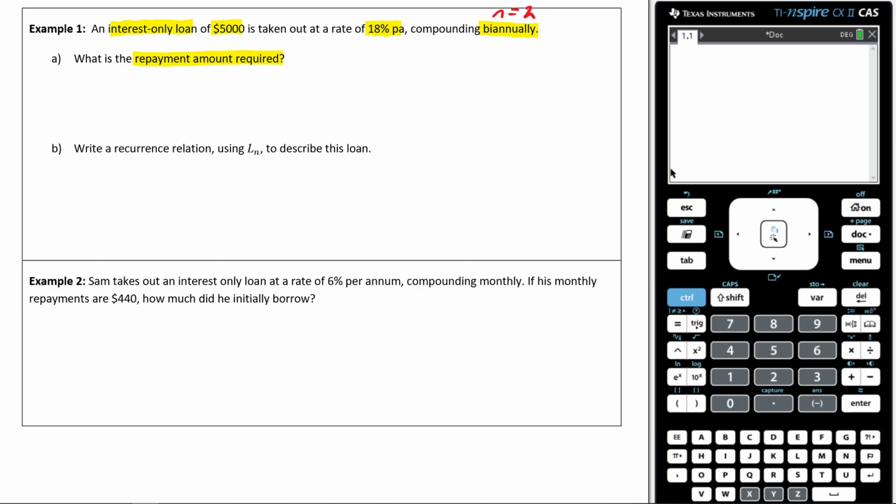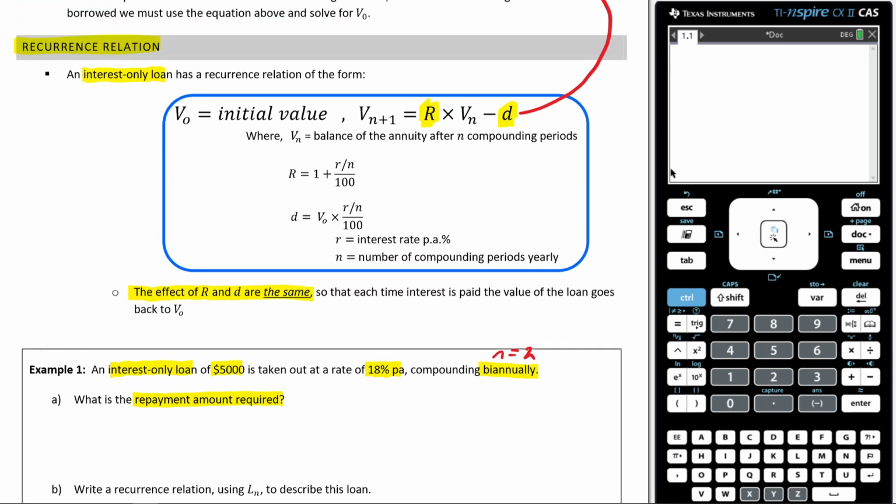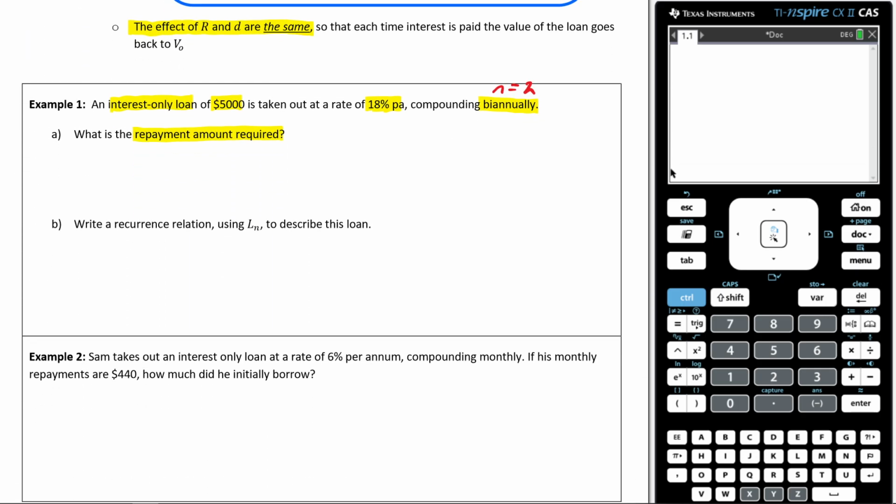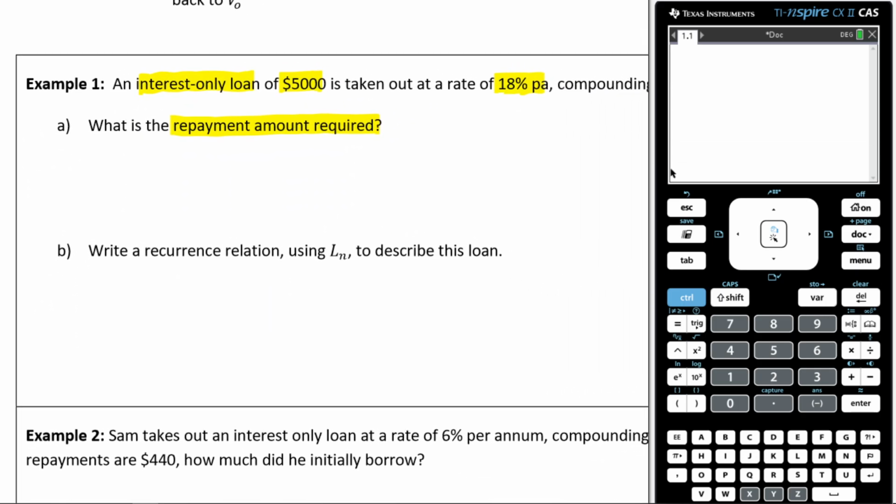Well, it's an interest-only loan, which means all I need to figure out is how much interest is going to be generated biannually, and that will be my repayment amount. So what we can do here is use the formula that we see up here. So I'm going to come down here and use that formula.